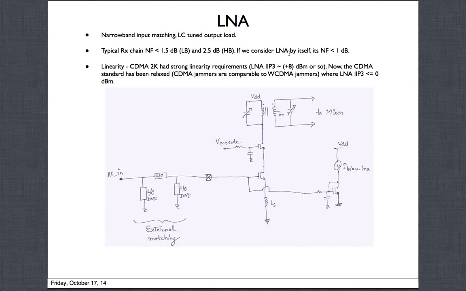If you consider the LNA by itself, that itself is less than 1 dB, and it has to be. So the LNA by itself is less than 1 dB, and the combined chain, all the other noise contributors come in and give you this kind of numbers. So that is in terms of the noise performance.